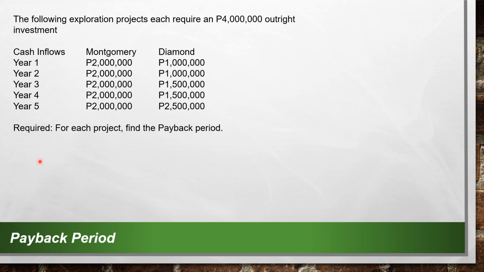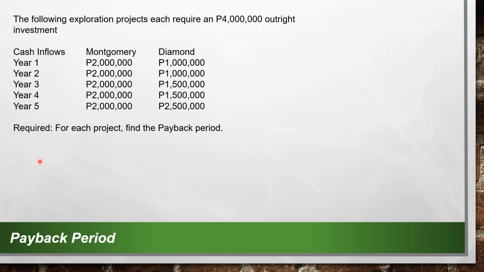For Montgomery, it is just simple. We get the payback by dividing the net cost of investment by the annual cash inflows. For Diamond, it is uneven, so we compute every year until we recover the cost of investment.